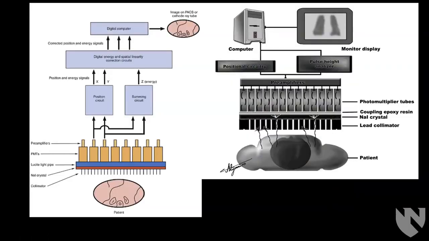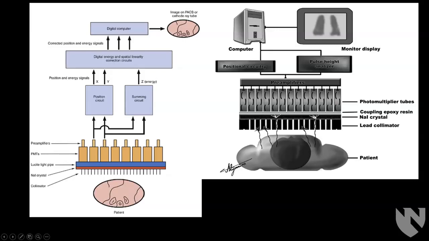Here's a schematic of what we were talking about in terms of how things are made. Closest to the patient will be the lead collimator, which helps eliminate scattered radiation and only allows radiation that's going straight on to the camera to reach the next element, which is the crystal. For nuclear medicine, one of the really common crystals is sodium iodide. Then connected to the crystal is a bunch of photomultiplier tubes, because the light that's emitted when there's a scintillation event is very faint.